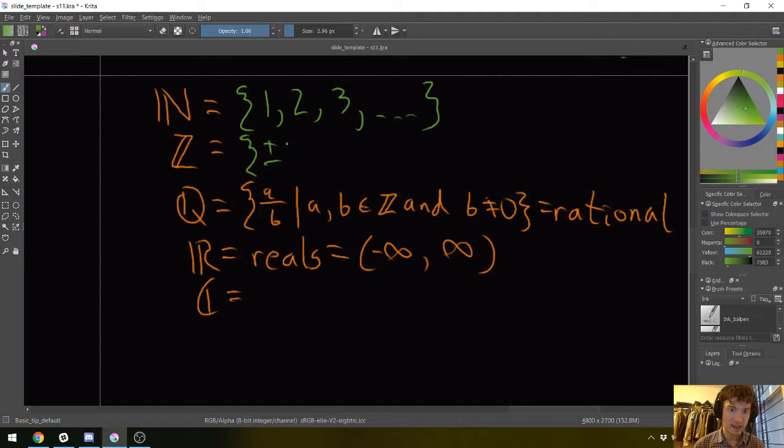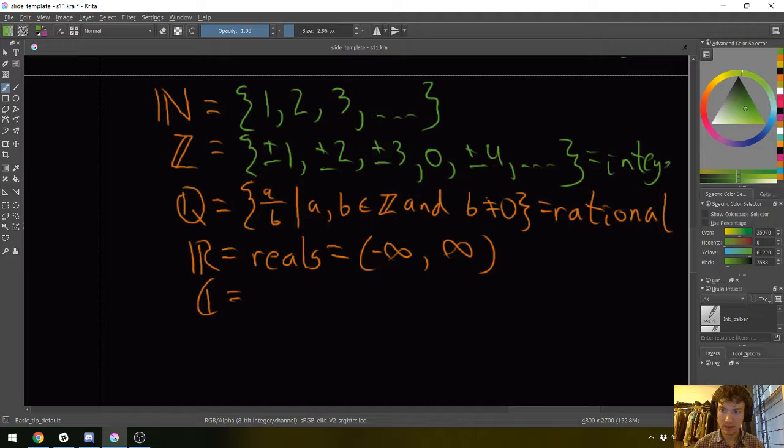Yeah, I'll just write it in this kind of sloppy way: plus or minus 1, plus or minus 2, plus or minus 3. Oh, I forgot 0, but I'll go out of order, plus or minus 4, and so on. So that's all the positive and negative integers, that's the word for this. Integers. Okay. And then what is C?